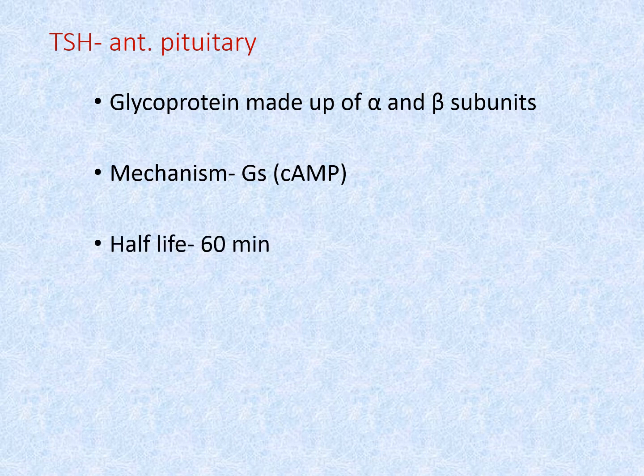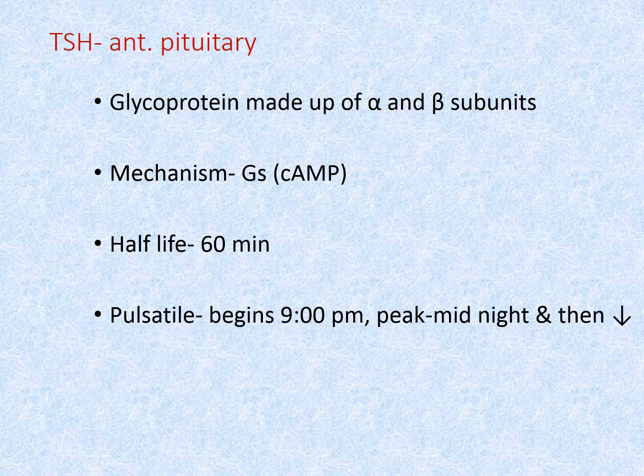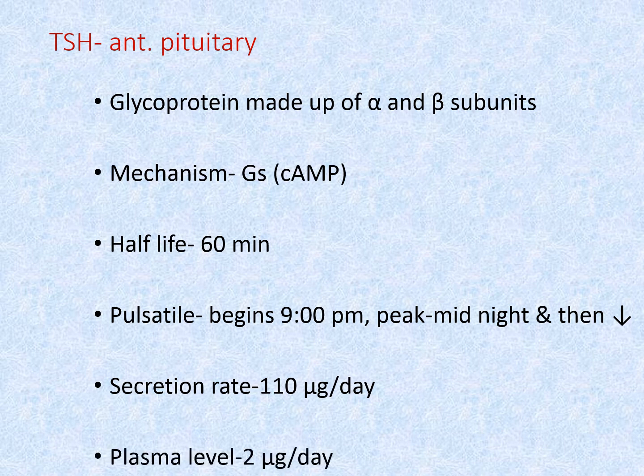So the half-life of this hormone is 1 hour. Definitely it is pulsatile, begins at 9 p.m., peaks at midnight, and then gradually decreases. The rate of secretion is 110 microgram per day. Plasma level is only 2 microgram per day. So the secretion rate that we should remember is 110 microgram per day.